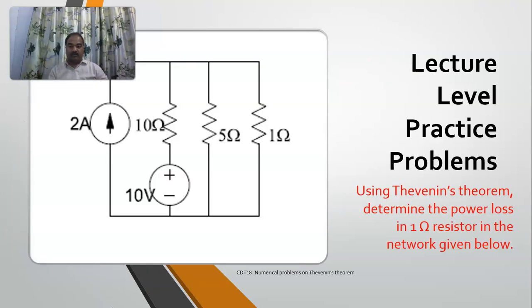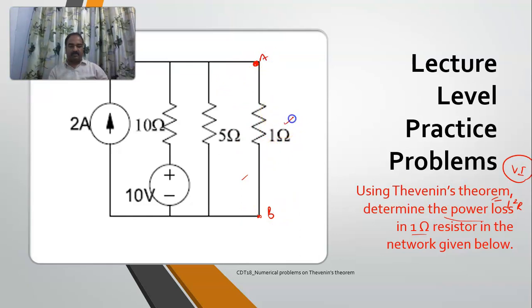I am giving you one more problem for home. So try to solve this problem at home and come back. You need to determine the power loss in the 1 ohm resistor. You know how to determine the power loss? It is I square R. Or you can take V into R. Anything is okay. So in the 1 ohm resistor, you take these terminals as A and B.